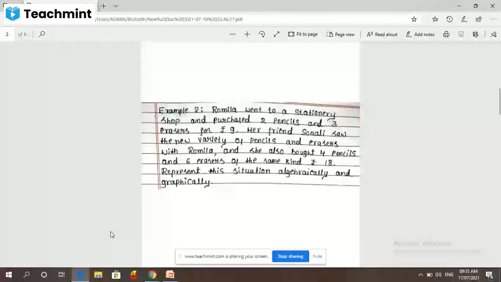Now, what we have to do here? We have to take one pencil as X and eraser as Y. Or you can exchange also, pencil as Y and eraser as X. That is your choice. So now here we are going to take pencil as X and eraser as Y. So can we solve this problem on the board?